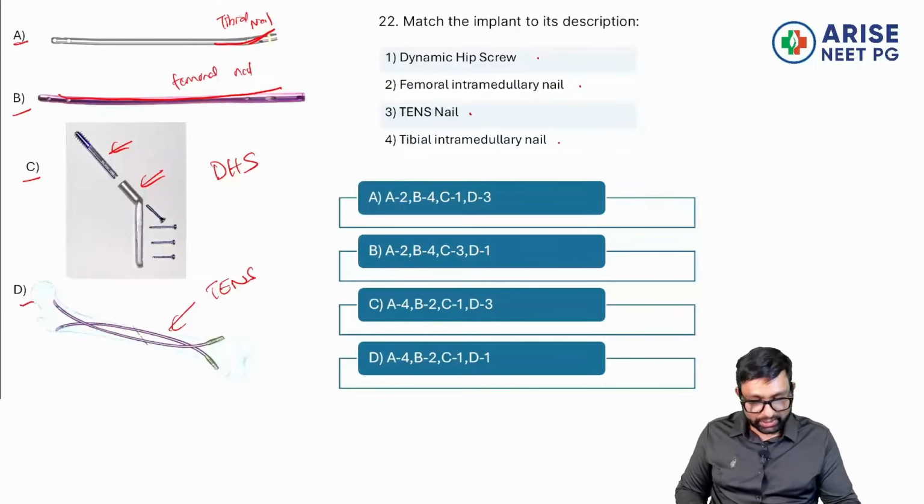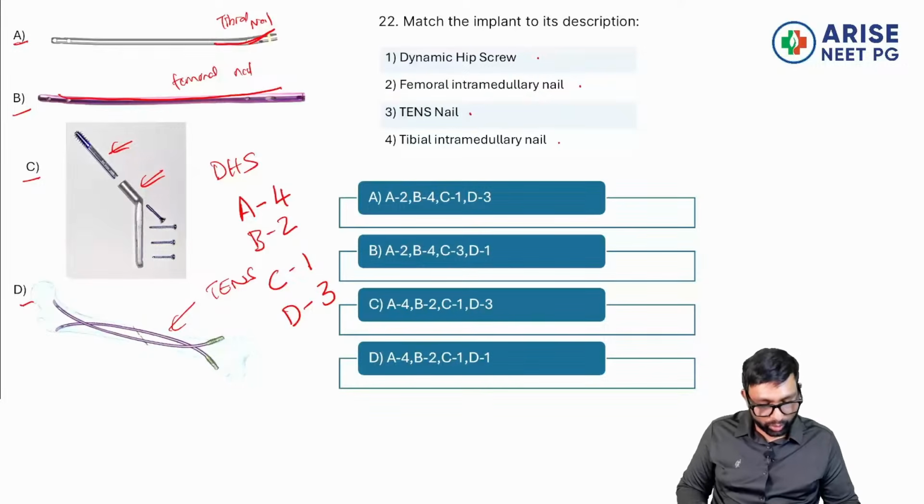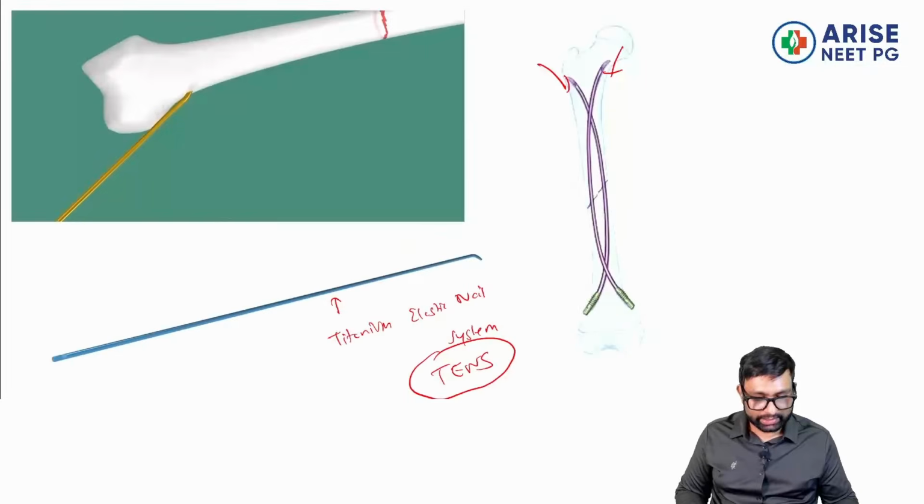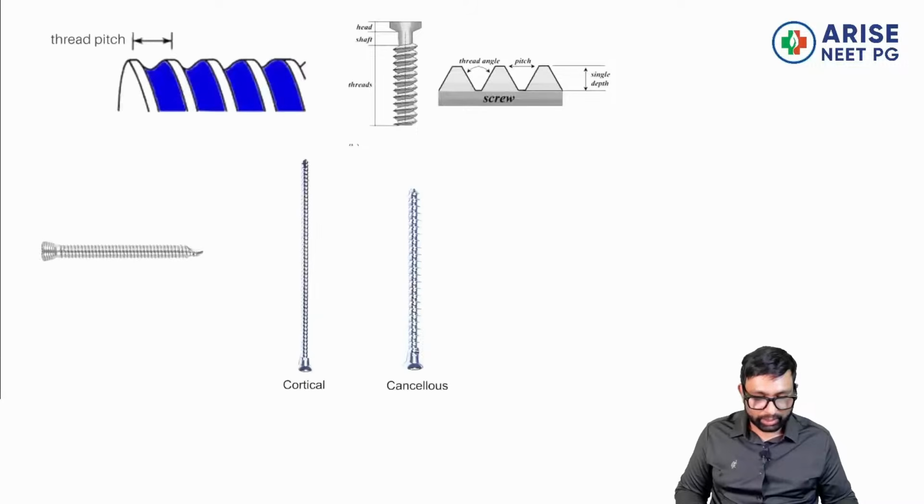So option A is a tibial nail. Option B is a femoral nail. Option C is a dynamic hip screw, and option D is a TEN nail. So 4213. So where is that? 4213. So this is to be the answer. That is the answer. Okay. So that's how you solve questions like this, and these are all the implants that you need to remember.